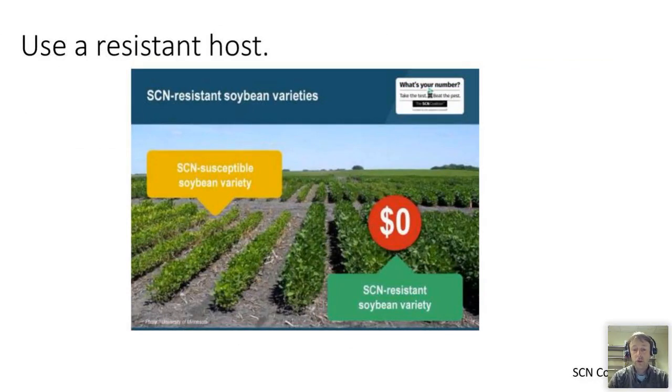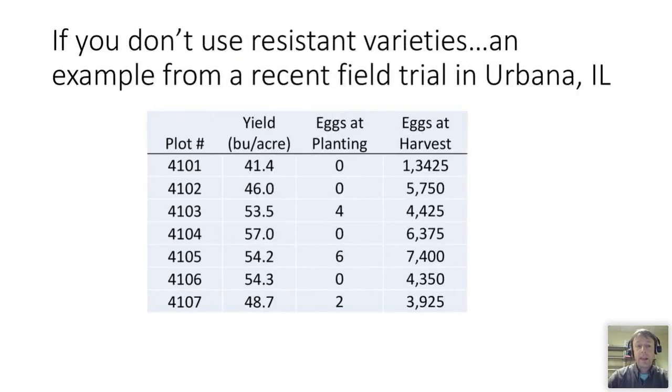The other main control strategy that we always recommend is to use an SCN-resistant soybean variety. The great thing about SCN resistance is that it's not costing the farmer any extra dollars. You buy an SCN-resistant variety seed, and it doesn't cost anything more than an SCN-susceptible variety. In fact, in the US, it's very challenging to find susceptible varieties with the appropriate maturity group in most parts of the US. When I'm conducting my own research, finding a susceptible control seed is oftentimes challenging.